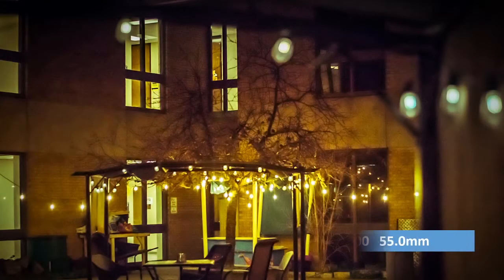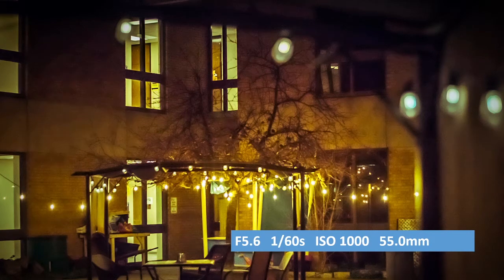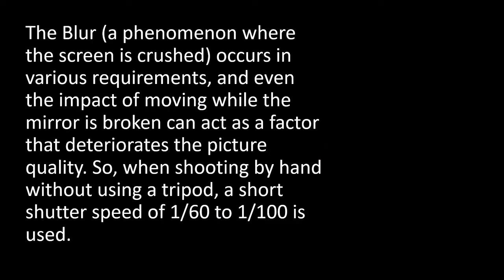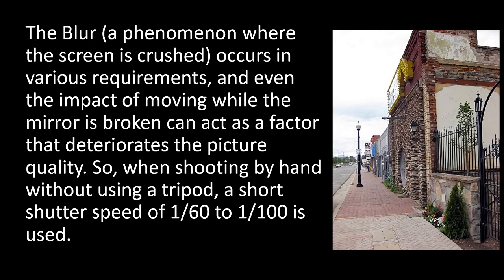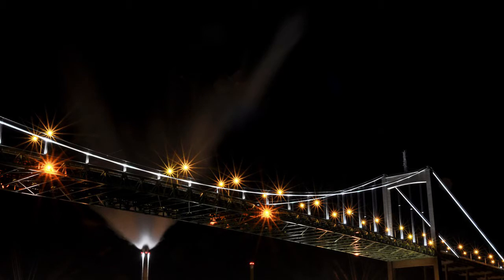The blur will have a variety of effects on the picture quality. Exposure and long shutter are directly related to the shutter speed. Blur, a phenomenon where the picture is crushed, occurs for various reasons, and even the impact of the moving mirror can act as a factor that deteriorates the picture quality.